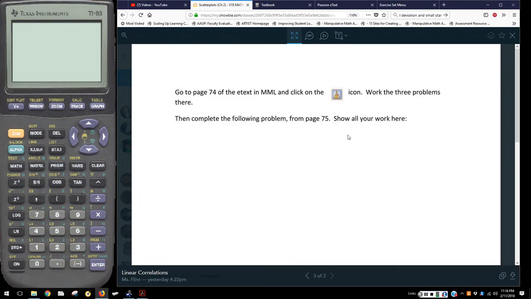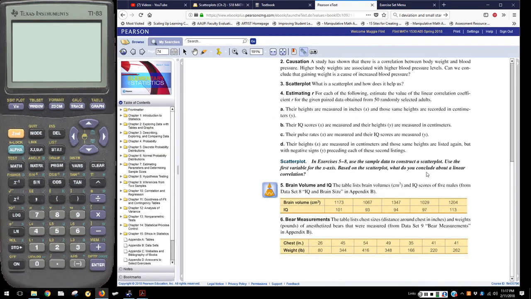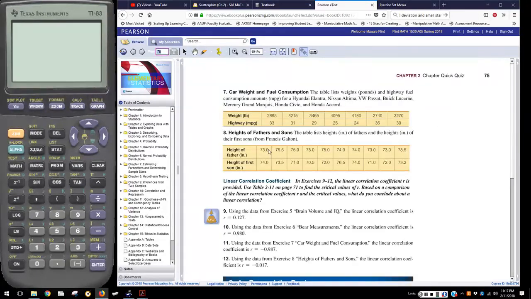So then the last thing I want you to do is complete the following problem and show your work. The problem I want you to complete is the problem that is at the top of page 75. I want you to complete problem number 8. So complete problem number 8 on page 75.